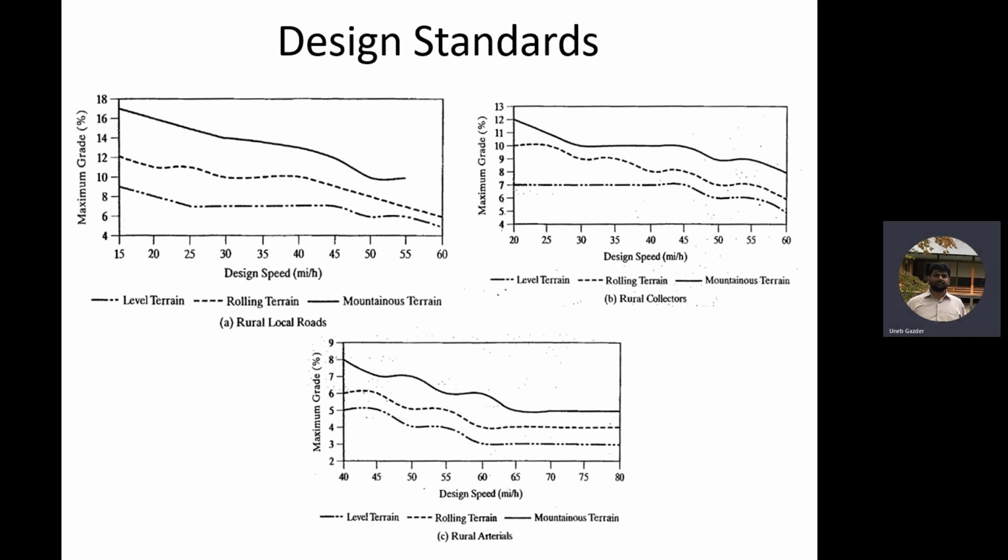So these are a couple of things related to their design standards. The previous table was giving you the design standard of speed. This one is giving you the design standard for the gradient.